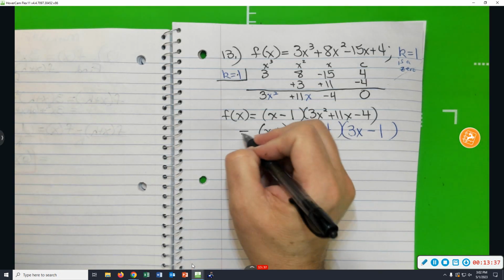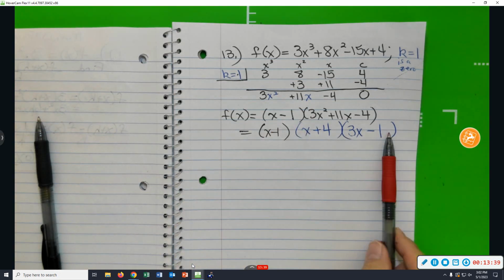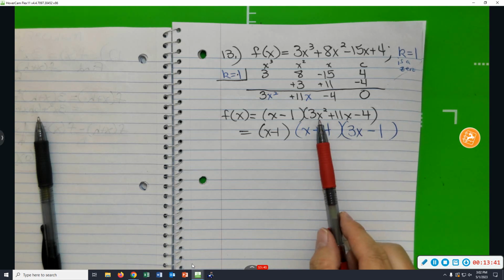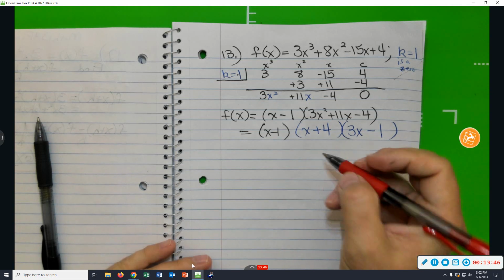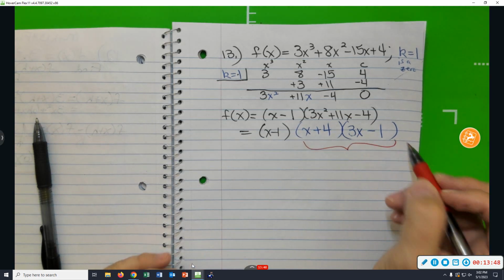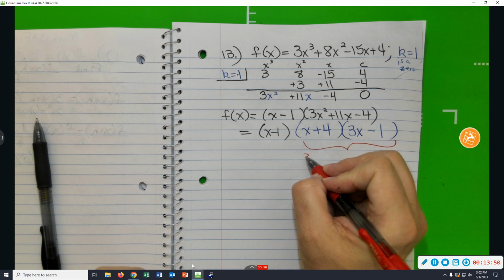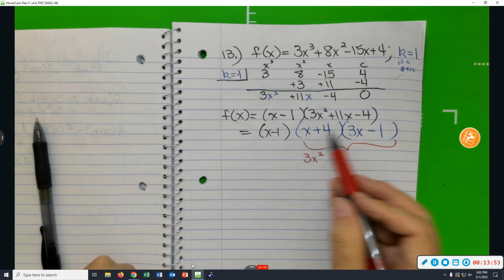Oh, okay, good. And y'all want me to FOIL this out to confirm that it gives me back 3x squared plus 11x minus 4? Do y'all see that? That's just confirming. X times 3x is 3x squared. Outer.